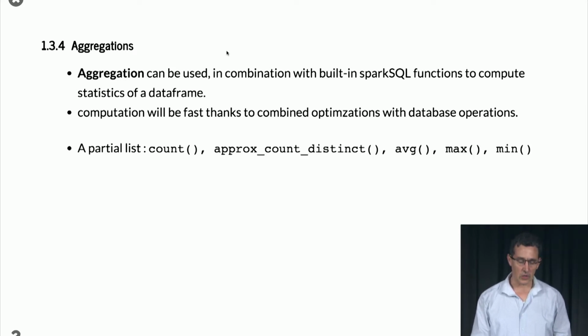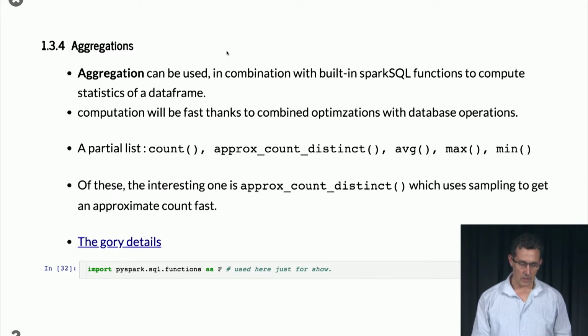So here's a partial list of built-in functions. The particular operation we're going to look at is approximate count distinct, which uses sampling over the different partitions in Spark in the data frame to calculate how many different elements you have. And if you click on this one, the gory details, you would see a longer list of the functions that have been implemented already.